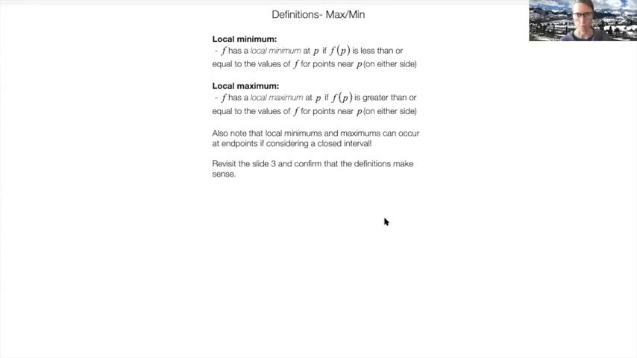F has a local maximum at a point P if f of P is less than or equal to values of F for points near P. So maybe you're seeing a theme here of taking a fairly simple concept and making it really complicated with lots of language. But hopefully by the end of the day, you'll understand why this definition is worded this way. Let me know in the chat window, is P an input value or an output value? Is P going to be an input or an output?